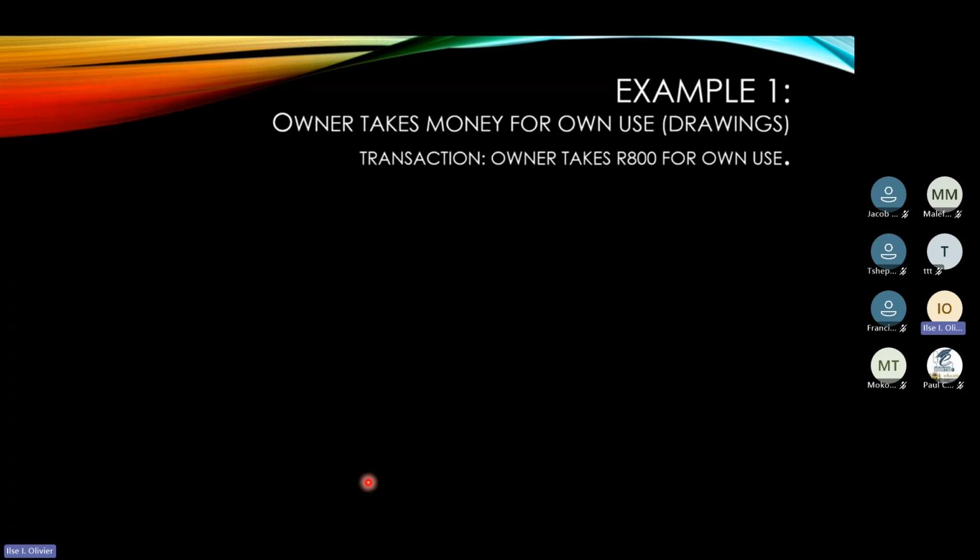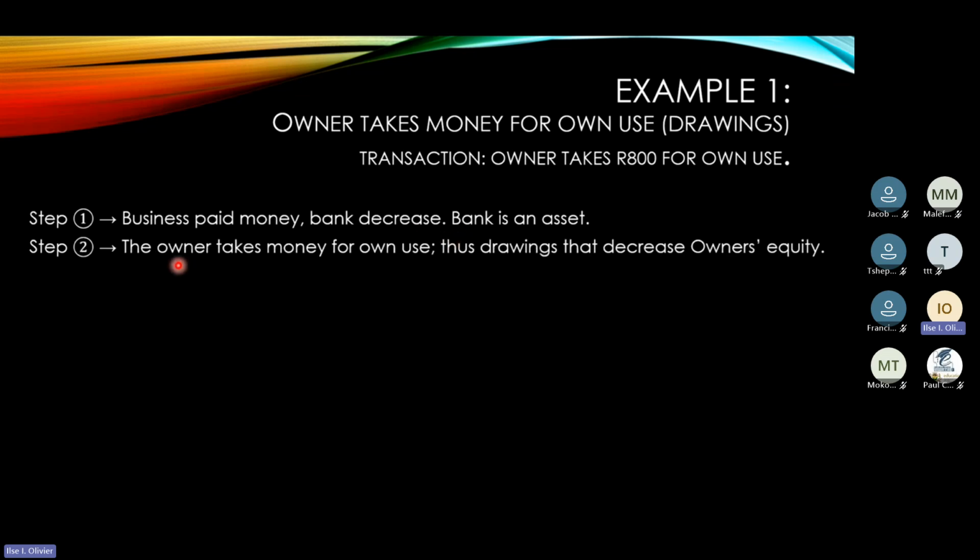Right. So if we look at example 1, the owner takes money for personal use, or drawings. So the transaction says owner takes 800 Rand for own use. So what did we do? We paid the money, the bank decreased. Bank is an asset. What did we pay it for? The owner took it for own use. If he takes it for own use, it's drawings, and drawings decrease my owner's equity. We write down bank is an asset, drawings is owner's equity.